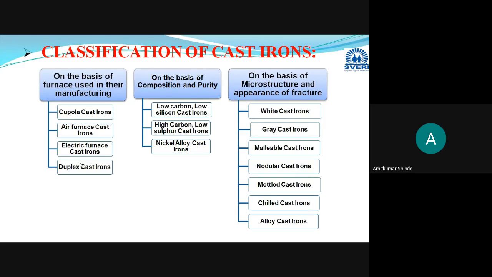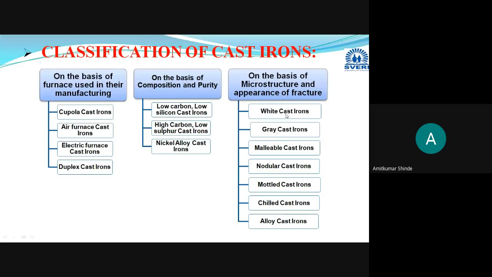Okay, whichever classification is there for this cast iron, these first two bases I have given for your information only. In your syllabus you have only this last part, that is classification on the basis of the microstructure and appearance of the fracture. These first two types are not in your syllabus. I have just given them for your information purpose only. This last type, on the basis of microstructure and appearance of the fracture, is in your syllabus in detail.